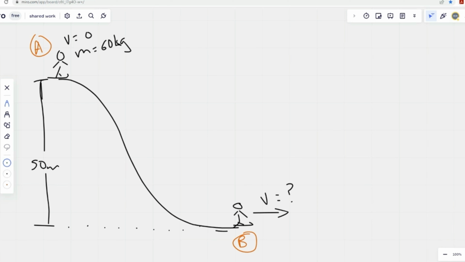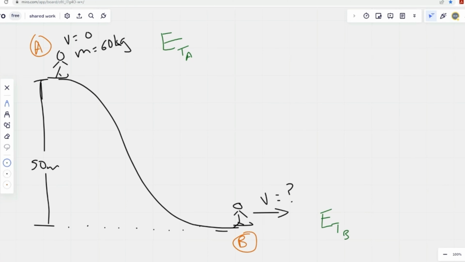If that is the case, then all I need to do is figure out what is the total energy at position A. Then I figure out what is the total energy at position B, and because energy is conserved, I know that those two energies have to be equal. So there's my concept.